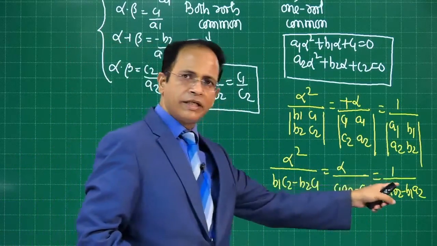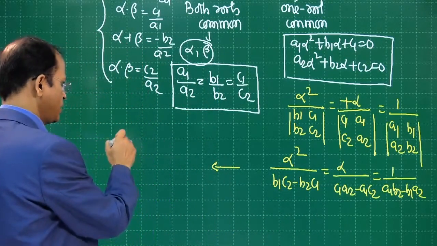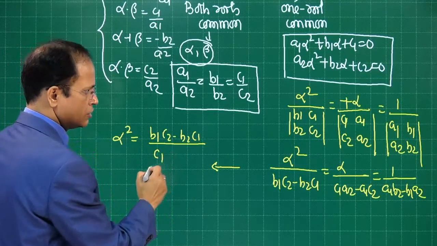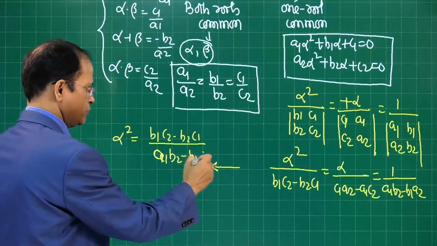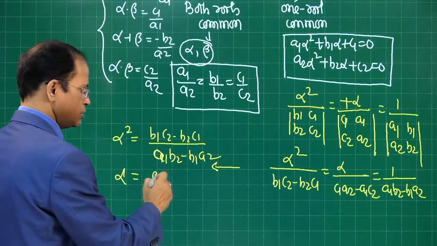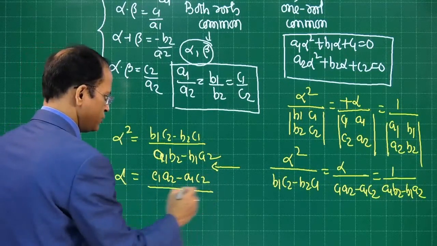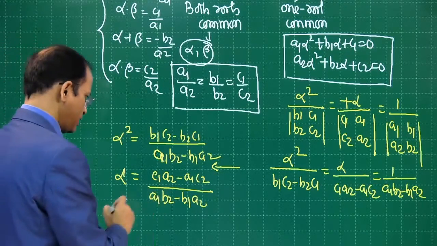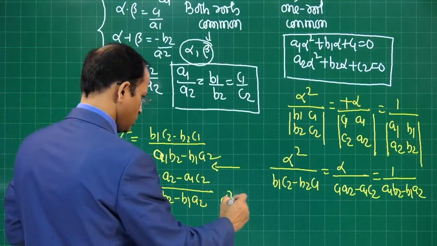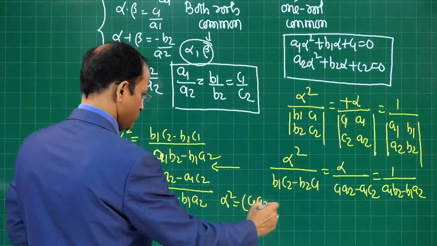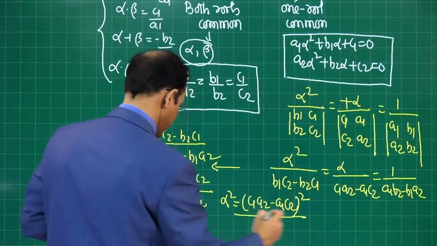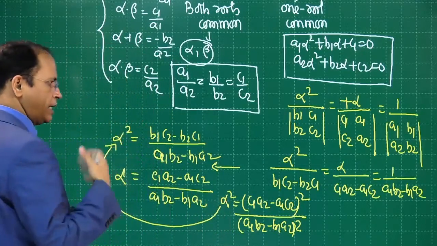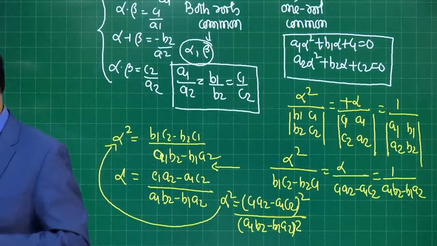So, alpha square can be taken here. This is nothing but alpha square will be b1 c2 minus b2 c1 divided by a1 b2 minus b1 a2, right. Then we have alpha is equal to c1 a2 minus a1 c2 whole divided by a1 b2 minus b1 a2, got it. So, we can square it up. If we square it, we get c1 a2 minus a1 c2 whole square divided by a1 b2 minus b1 a2 whole square. So we can equate these two, and that is coming out to be the condition we have, right? Just write it down.